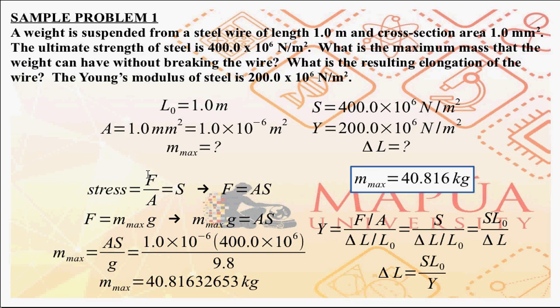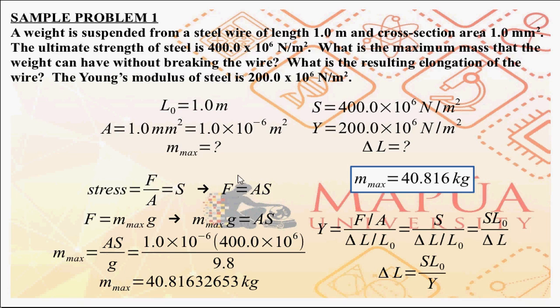Stress is force over area upon which the force is applied. This stress will deform the wire, will elongate the wire. This stress is just due to the weight of the suspended mass. Weight, magnitude is just mass times gravity. If the stress is just about to break the wire, stress is just equal to the ultimate strength of the wire. So, F over A is equal to S. Isolating, F is equal to AS.